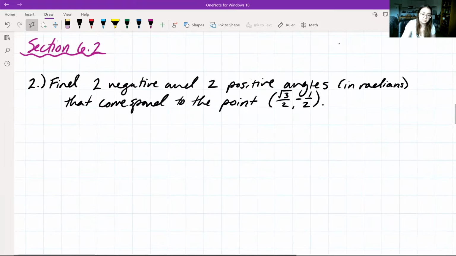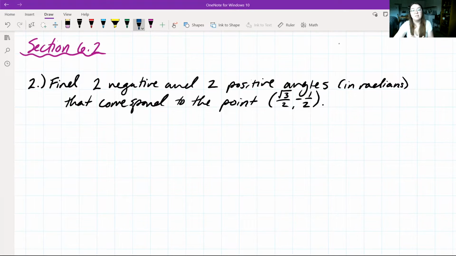Now for section 6.2, problem number 2, we want to find 2 negative and 2 positive angles in radians that correspond to the point square root of 3 over 2, negative 1/2. So if we need to find 2 negative, 2 positive angles that correspond to this point, we can recognize that this point is found on the unit circle. And so what we can do from here is find that initial point, the angle from our unit circle in radians that would give us this point.